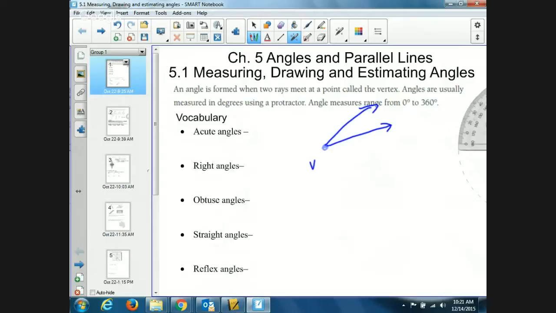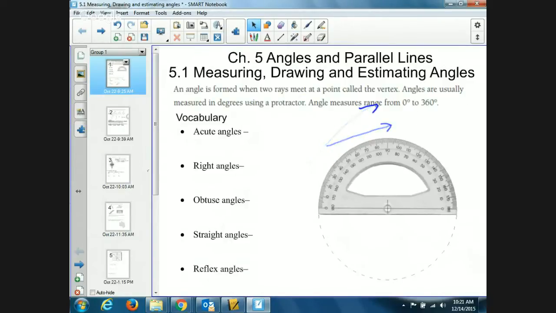Angles are usually measured in degrees using a protractor. This is a protractor. You've seen it before. You have to make sure when you're measuring with a protractor, if you're starting from this side, you'd measure with the inside numbers because this is where the 0 is. You say, oh, that's about 50 degrees. If you're measuring from this side, this angle is measured on the outside because you can see the 0 was there. Well, this is 60 degrees.